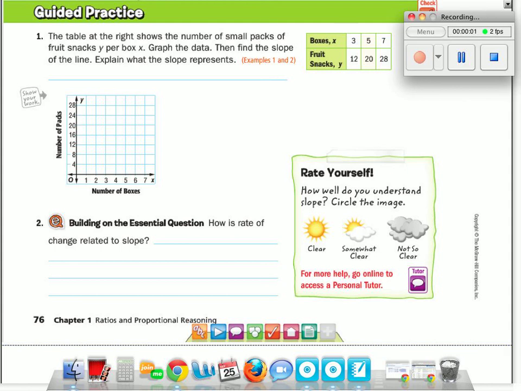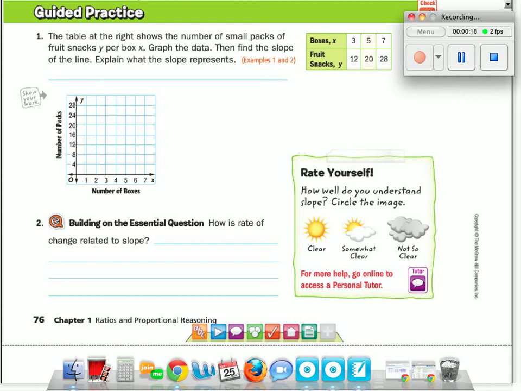Okay, so today we're finding the slope. We're going to work on number 1. It says the table at the right shows the number of small packs of fruit snacks, which is your Y, per box, which is your X. Graph the data, then find the slope of the line. Explain what the slope represents.